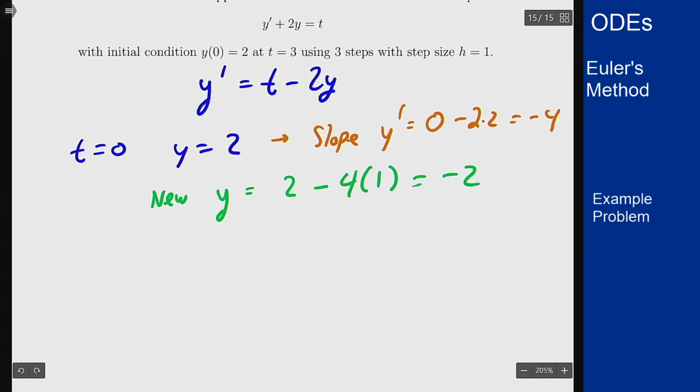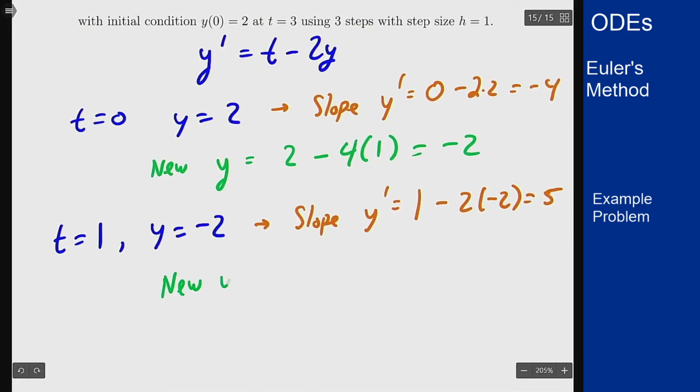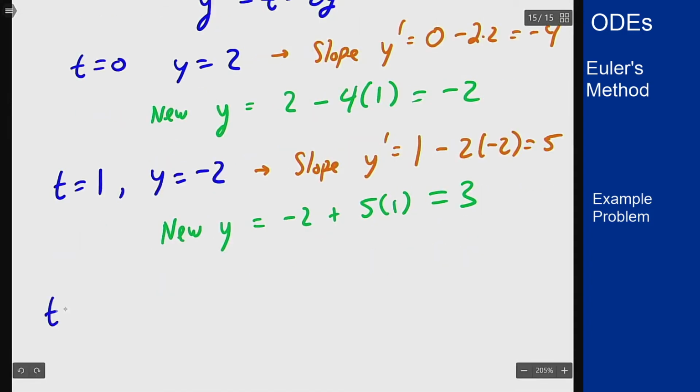So my next point will be at t = 1, and now y = -2. At this point, we have a slope of y', which is 1 minus 2 times negative 2, which is 1 plus 4, which is 5. And so my new y value should be negative 2 plus 5 times 1, which is positive 3. So we're at now t = 2, and now y = 3.